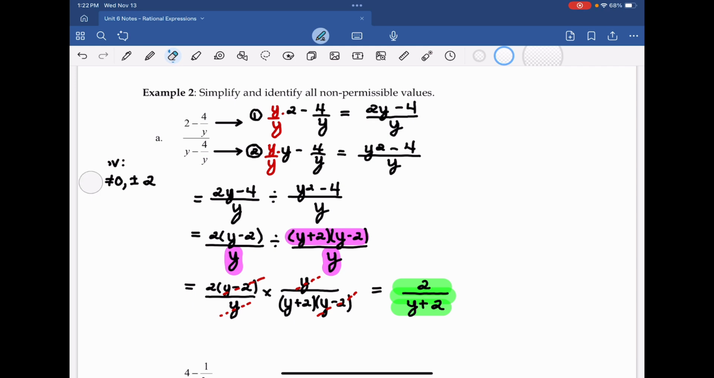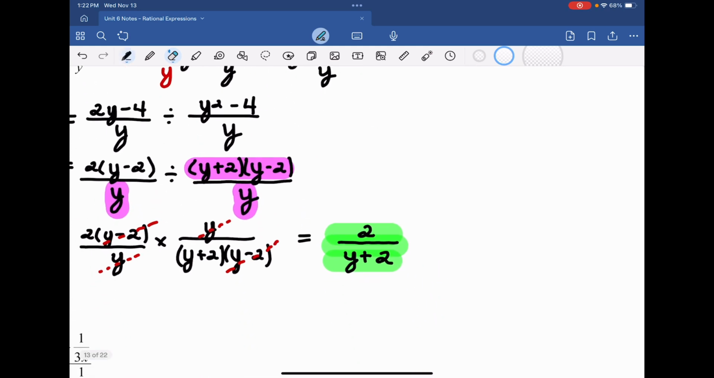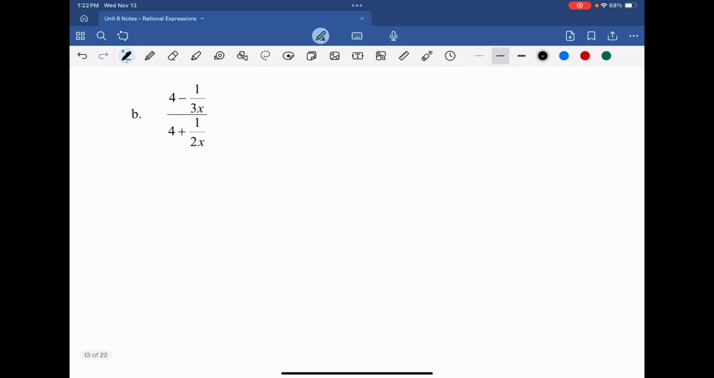Perfect. And you know what I'm going to do is I'm just going to actually move these MPVs over onto the right here. And the reason I'm going to move them onto the right here is just because I want to make sure that we establish them in a very clear way and they're not just tucked off in the corner because they are a major piece of this problem. So y cannot equal 0 and then plus or minus 2. There we go. Excellent. Okay, now let's go over to part B to wrap up our lesson here.